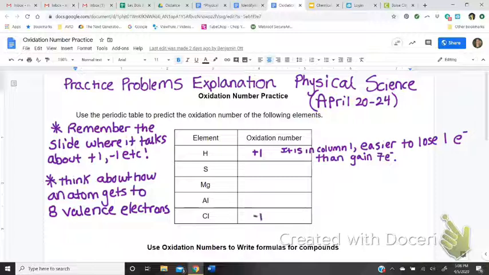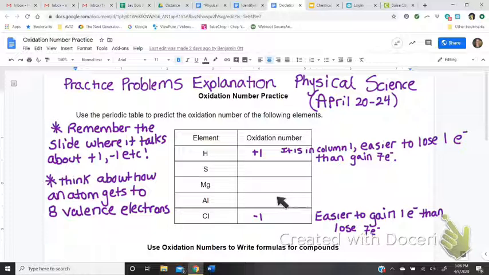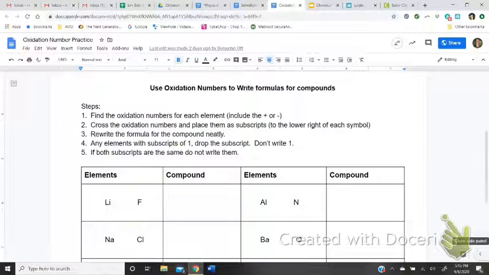We'll jump down and do chlorine as an example as well. Chlorine's oxidation number is -1. It's a halogen, and so it's easier for it to gain 1 electron than lose 7 electrons. Go ahead and fill in the others here as examples, and then you can check the key that's linked to what you're doing. So using these oxidation numbers, why do we have oxidation numbers? It's to help us identify and be able to write formulas for compounds, and mostly we're going to use these to write formulas for ionic compounds.